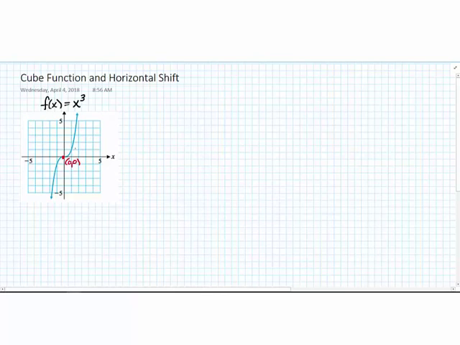So 0, 0 is one of the key points that it goes through. It also goes through 1, 1, just like x squared did, but it goes through -1, -1 because it turns downward. It's like half of a parabola going up to the right and half going down to the left, kind of.